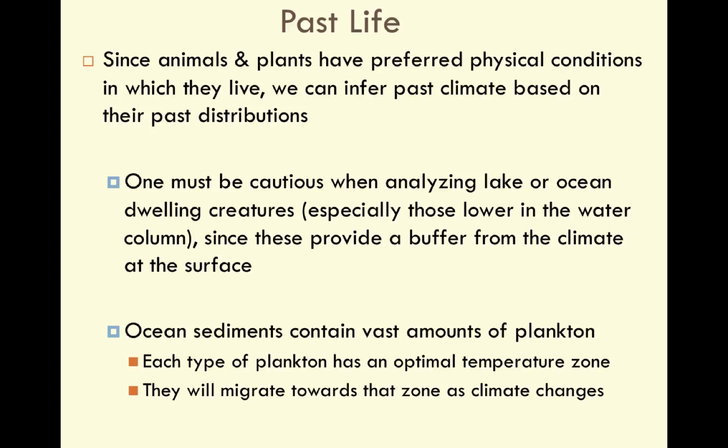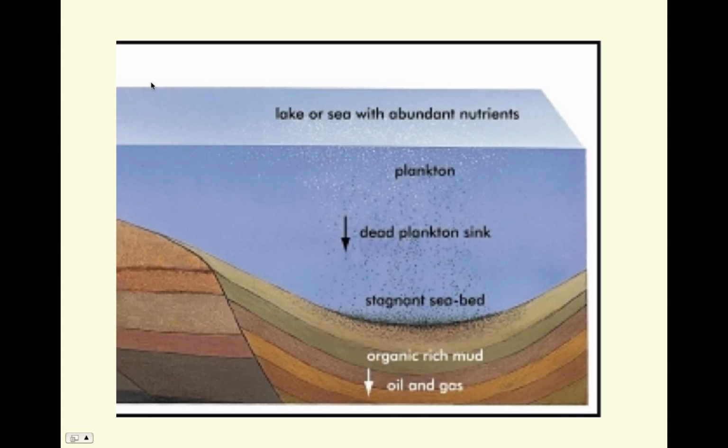Ocean sediments contain vast amounts of plankton. Each type of plankton has an optimal temperature zone. They will migrate towards that zone as climate changes. Here's an illustration showing an accumulation of plankton at the surface. Of course, they do need abundant nutrients to be there, but they'll also have optimal temperature zones. As they die, they'll sink to the ocean bed and form sediments, which we can use to infer temperature later.